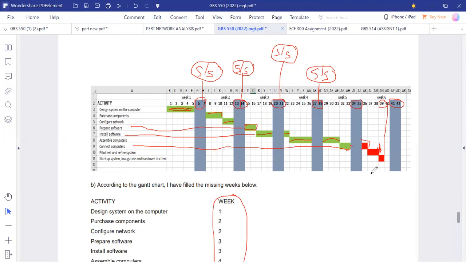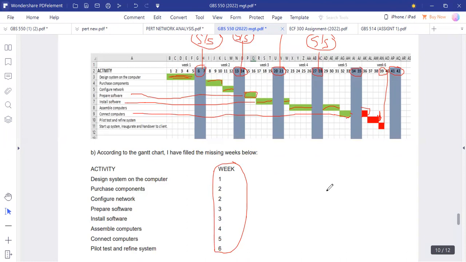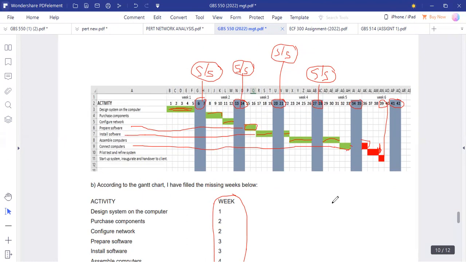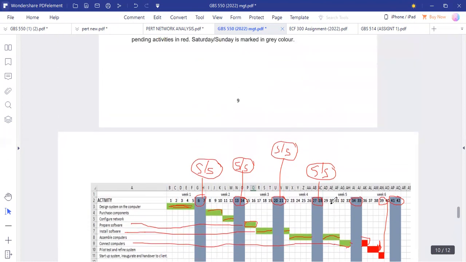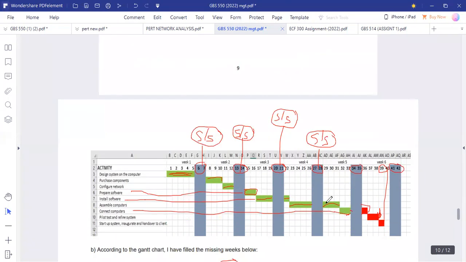Is that okay? Yeah, thank you. So this is how you're supposed to indicate the starting point and the ending point of each of these activities. I think this is clear, unless there are other questions. I think we can end here for now.